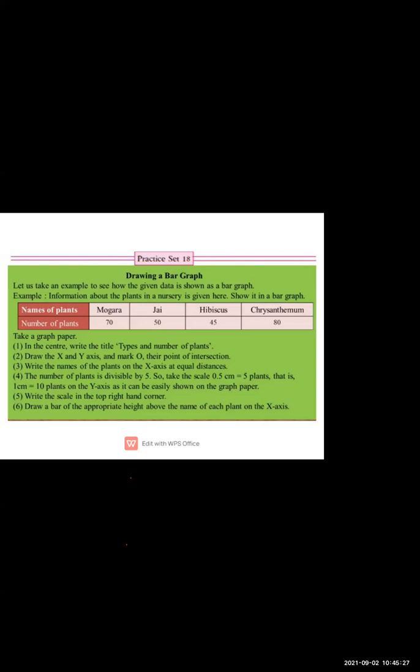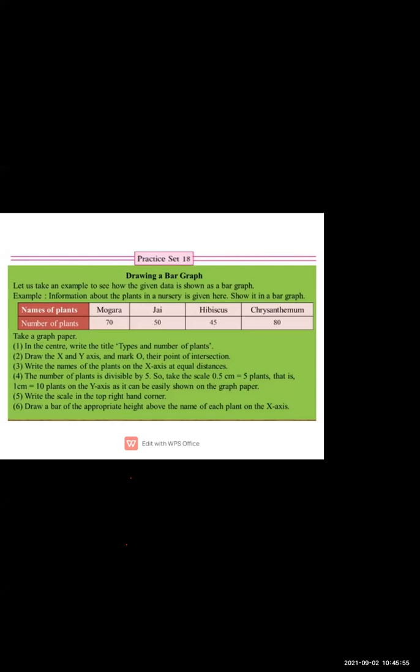Now write the names of the plants on the x-axis. The number of plants which is given is divisible by 5. So take the scale 0.5 centimeter equals 5 plants.